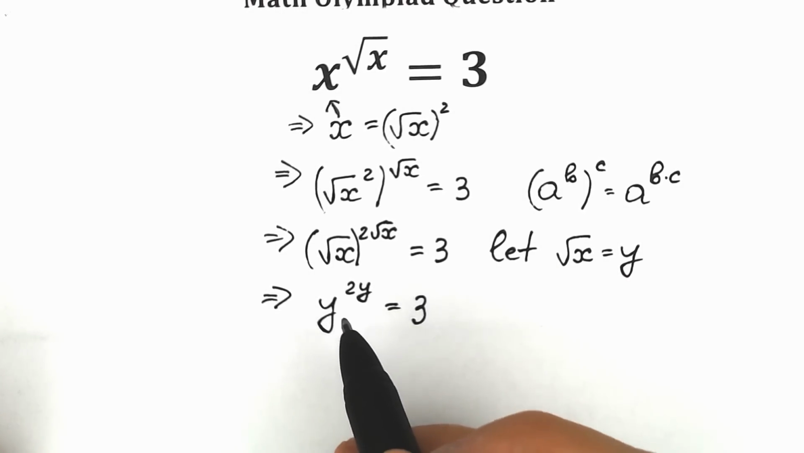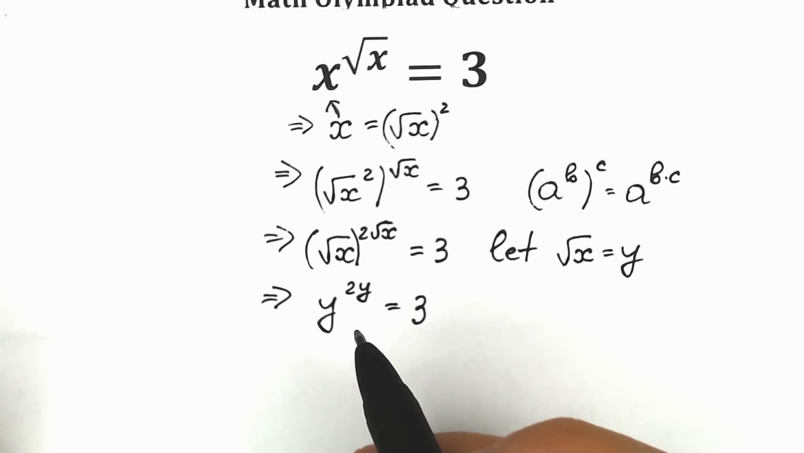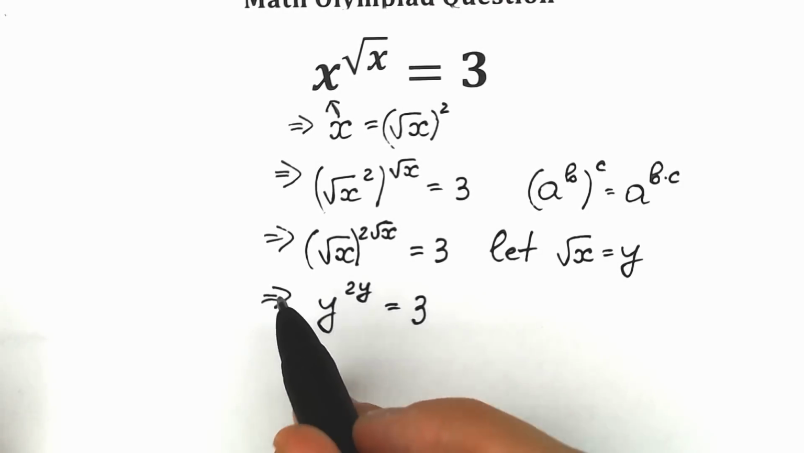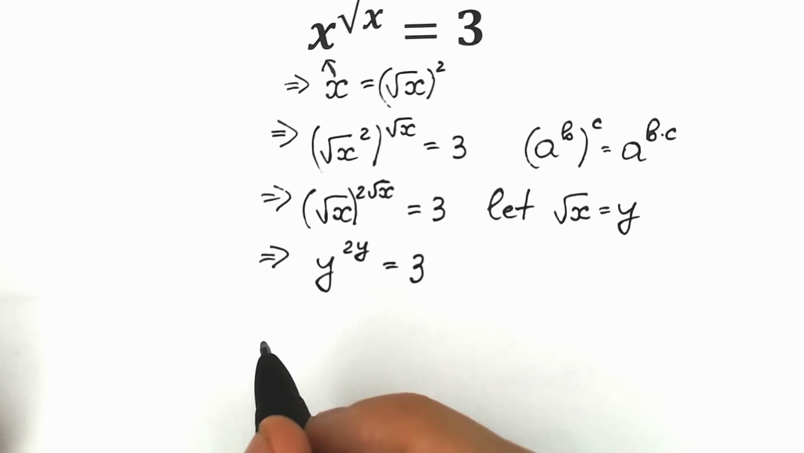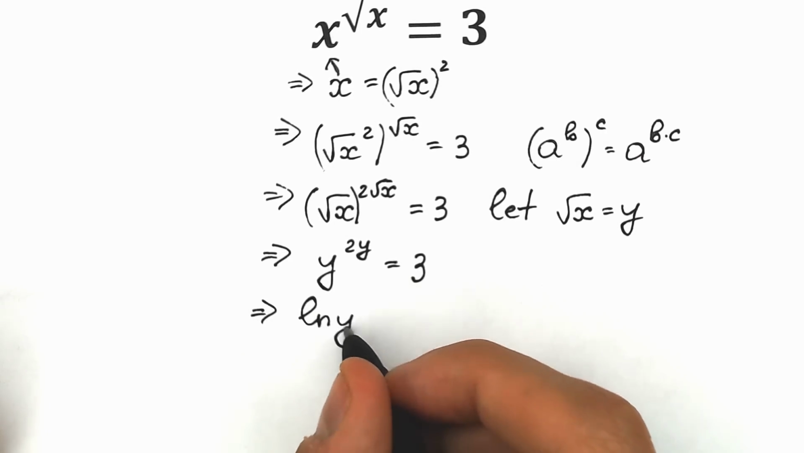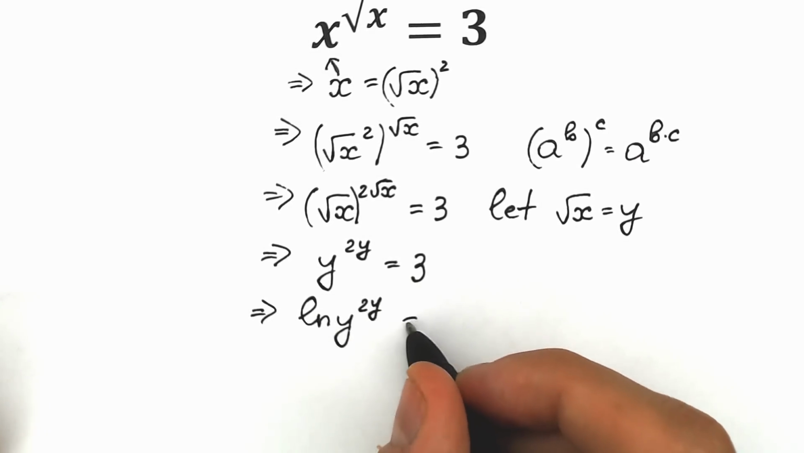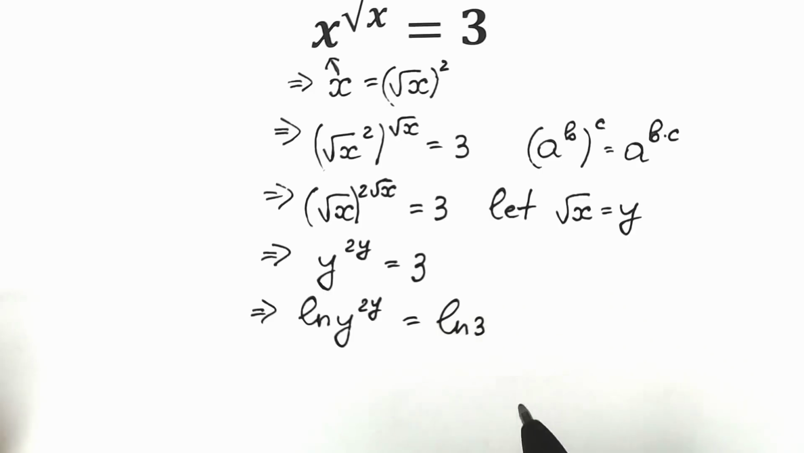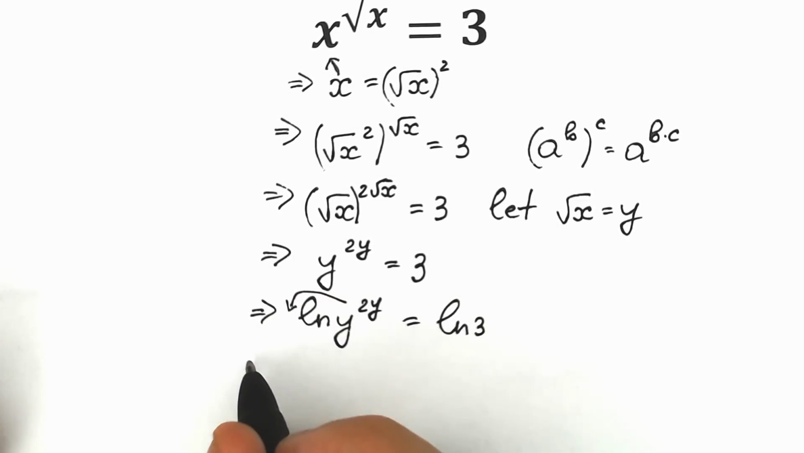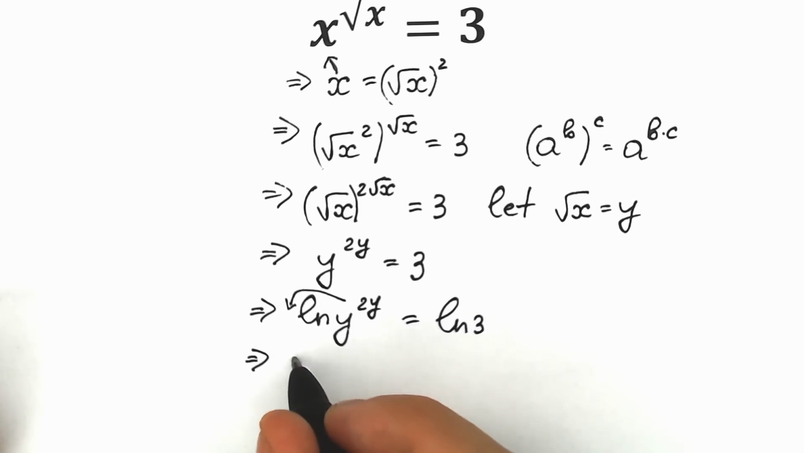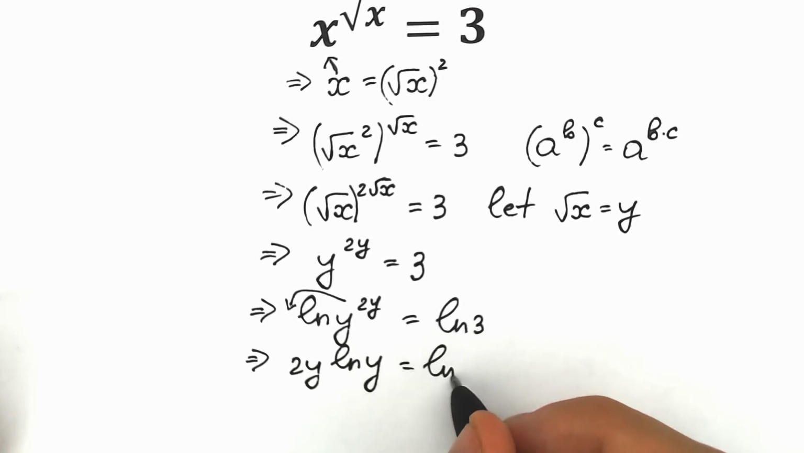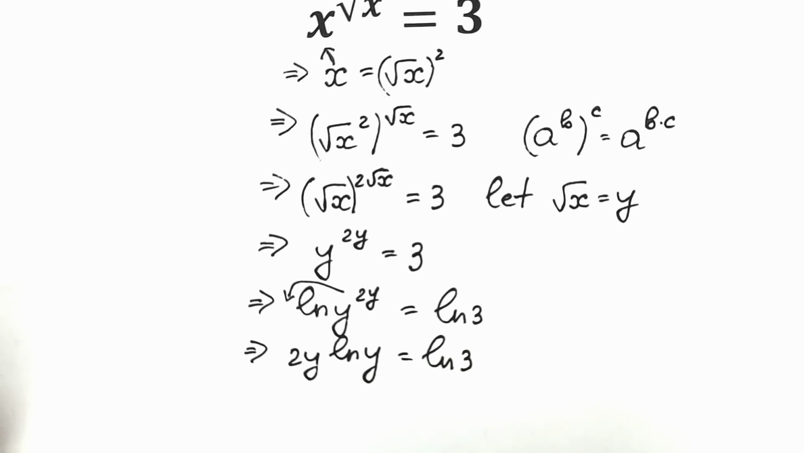We have a power, and if you know a little bit about natural log, we can easily apply the natural log on both sides, and as a result, this 2y will come down. So let's apply natural log on both sides. We have the natural log of y to the power 2y, and on the right side we have the natural log of 3. As I told before, this 2y will come down, and as a result we have 2y times natural log y equal to natural log 3.